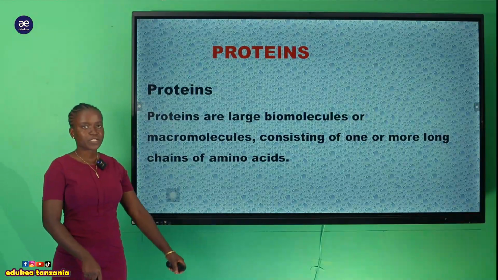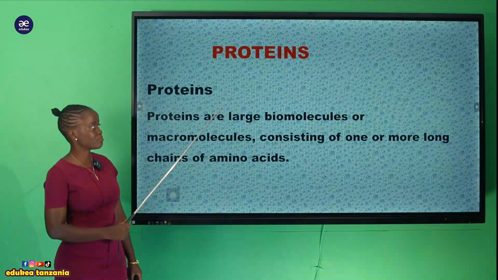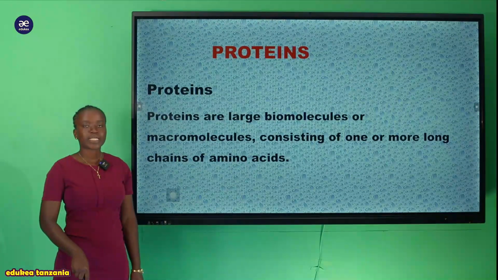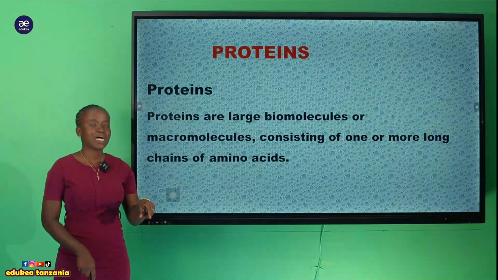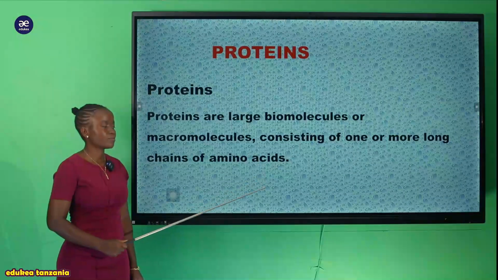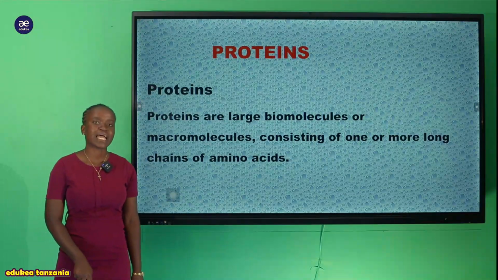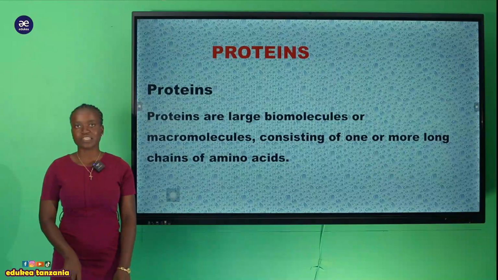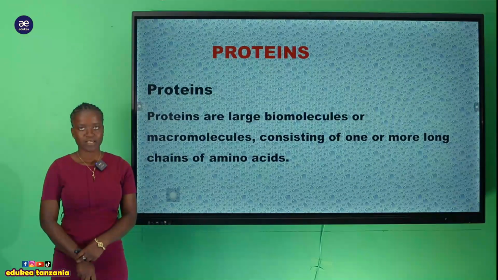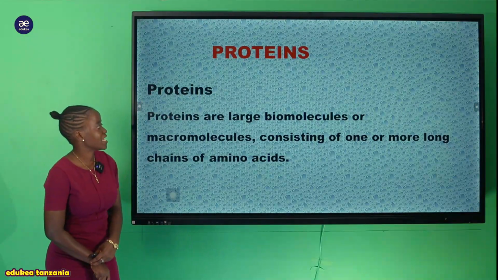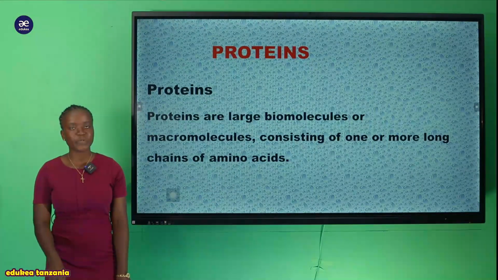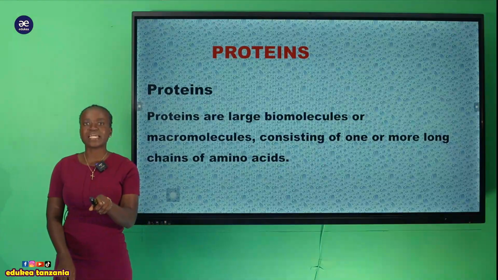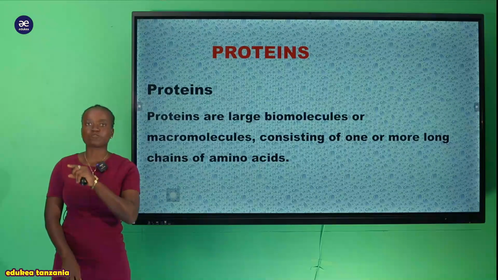So for protein, tunasema kwamba they are large biomolecules. So we can say biomolecule, or it is a macromolecule. They are essential molecules which are found within the body of living organisms. But these proteins consist of one or more long chains of amino acids. Simply, we can say that proteins are made with a variety of amino acids and thus tend to form a chain.